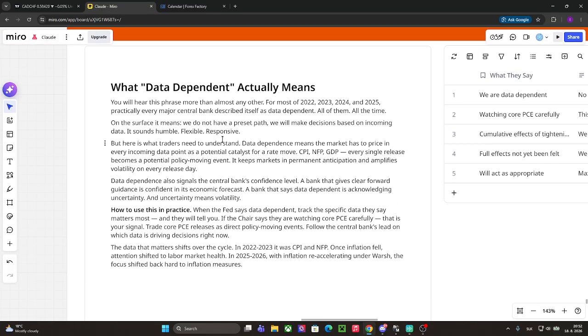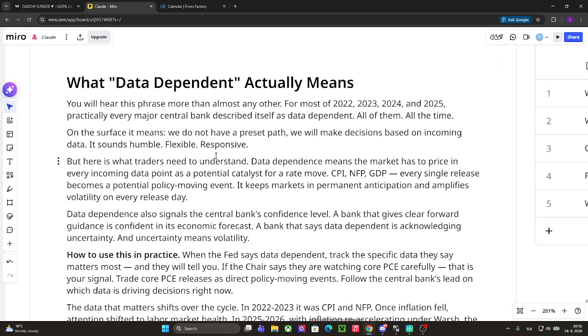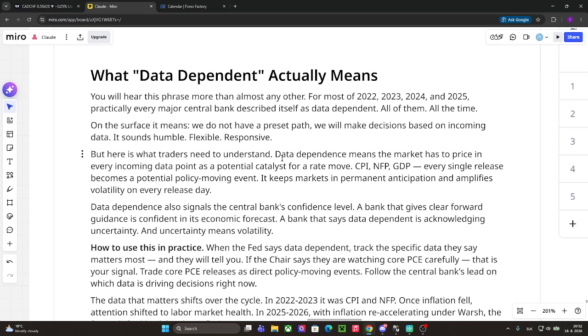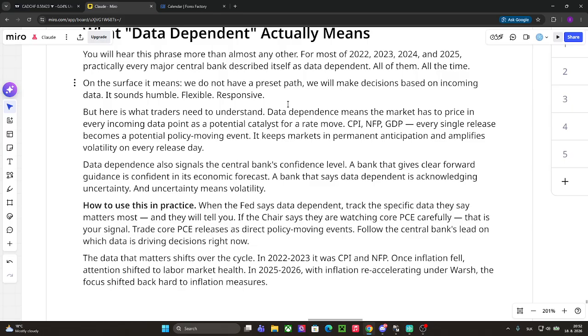What data dependent actually means. You will hear this phrase more than almost any other. For most of 2022, 2023, 2024, and 2025, practically every major central bank described itself as data dependent, all of them, all the time. On the surface, it means we do not have a preset path. We will make decisions based on incoming data. It sounds humble, flexible, responsive.